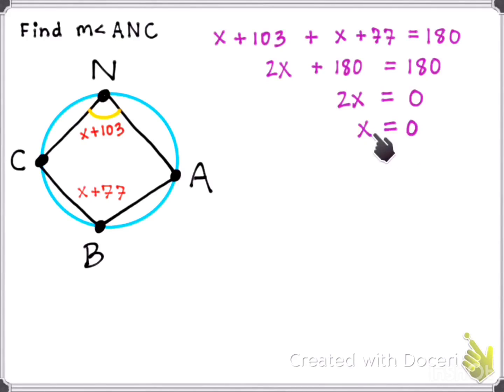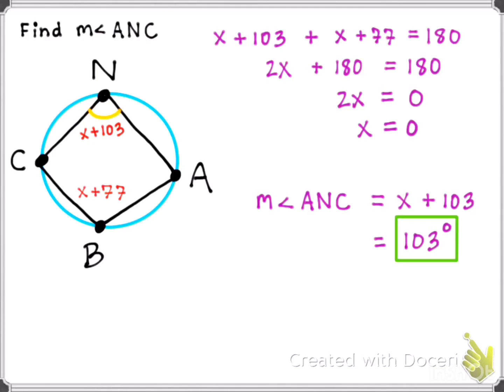We know what x is, but remember the goal is to find this yellow angle. So that's the measure of angle ANC, because you go from A to N to C. The middle spot is the angle that you want to find. Well, we know what the measure of angle ANC is. It's x plus 103, which is what this says here all along. But we know what x is. X is 0, so put a 0 in for x right there, and of course all you get back is 103. And that is the final answer.